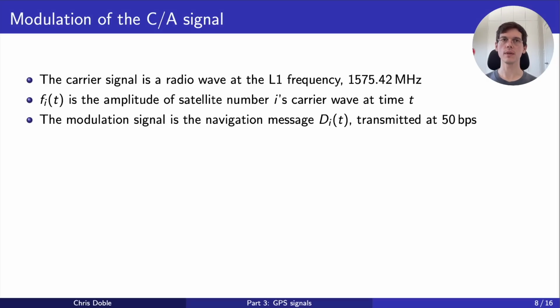So how is the navigation message modulated onto the carrier wave? Well, instead of amplitude or frequency modulation, phase modulation is used. This is where the phase of the carrier wave, its horizontal position, is changed to encode binary data. More specifically, a technique called binary phase shift keying, or BPSK, is used. To see how this works, let's look at an example.